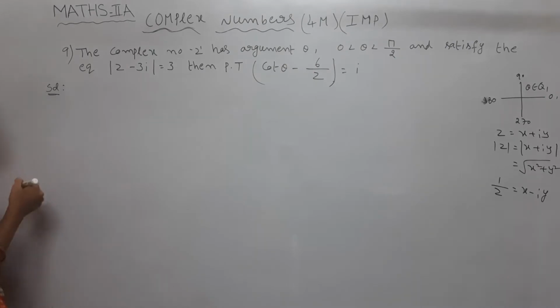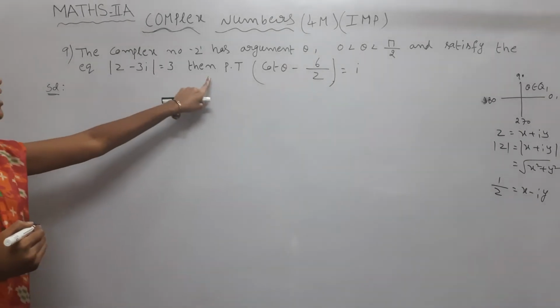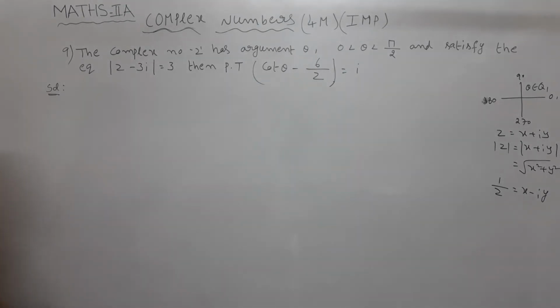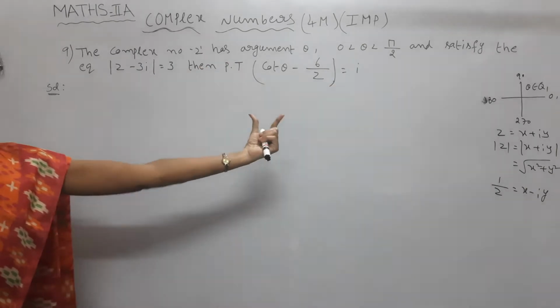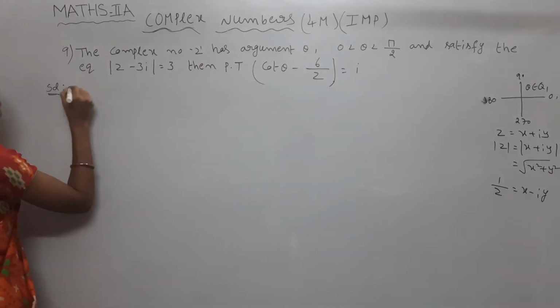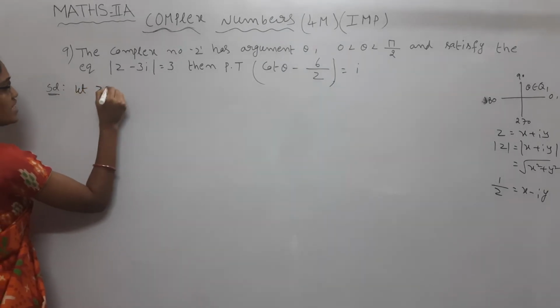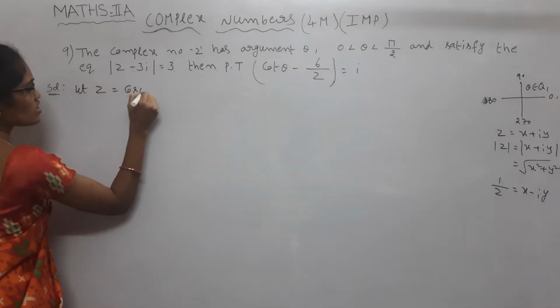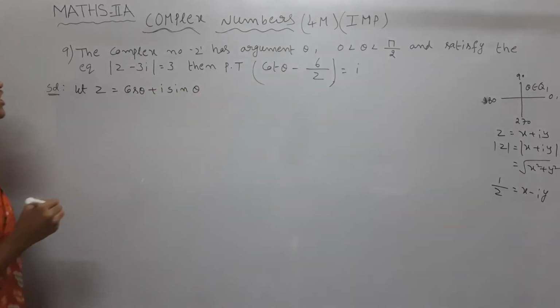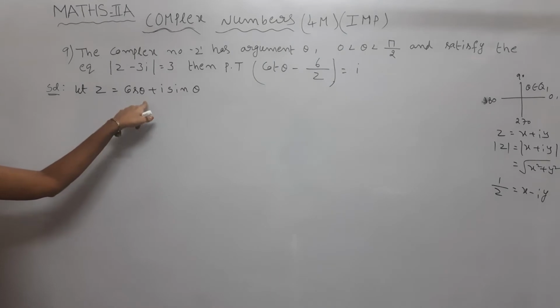Next, see the question. The complex number z has argument theta, with 0 < theta < pi/2, and satisfies the equation |z - 3i| = 3. Then prove that cot theta - 6/z = i. Now we have to show that LHS equals RHS. First, let z = cos theta + i sin theta. This is our consideration.